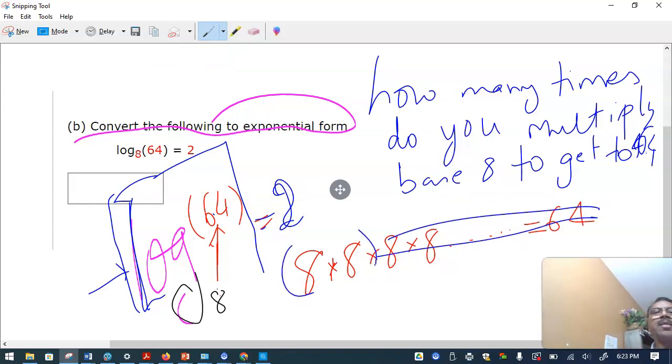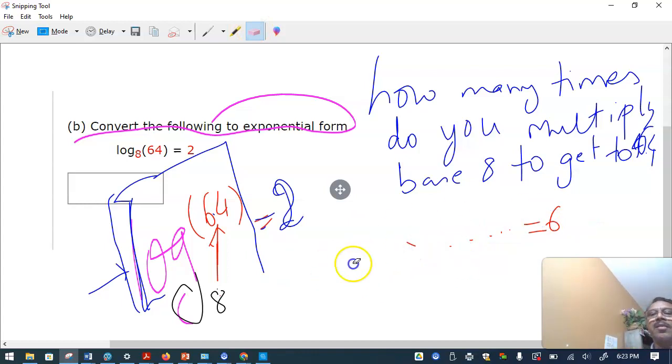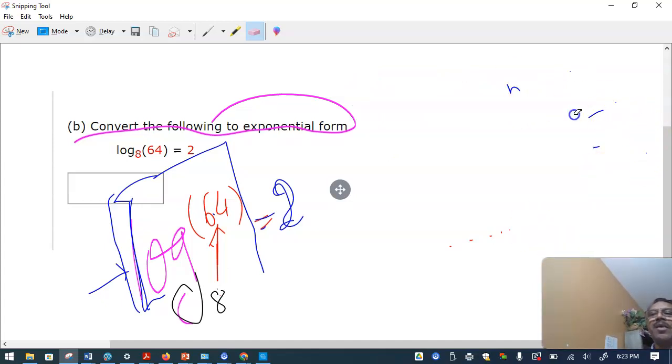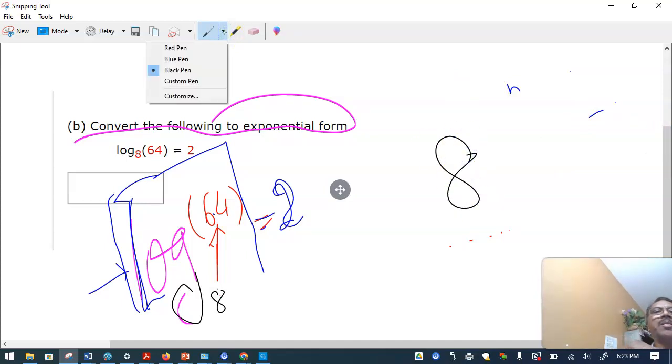And that's why this whole thing is the same as writing 8 raised to the power. So if the base is given in black color, I'll write this 8, and when you multiply 2 times, the answer gives the red 64.